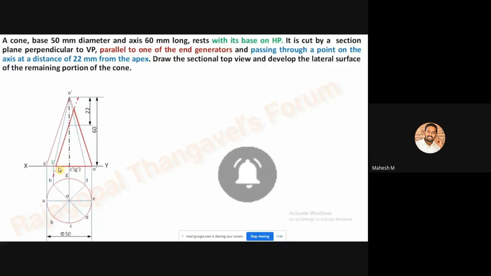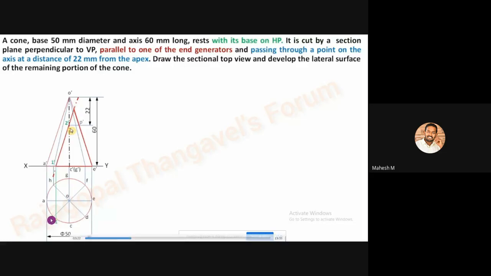So now you can project all the cutting points towards your top view, because you need to draw the sectional top view also. Okay, so 1 dash can be projected up to your top view. So we can start here. So this one can be marked as 1 dash, because we have marked 1 dash here, right? So 1 dash will be visible and 7 dash will not be visible.